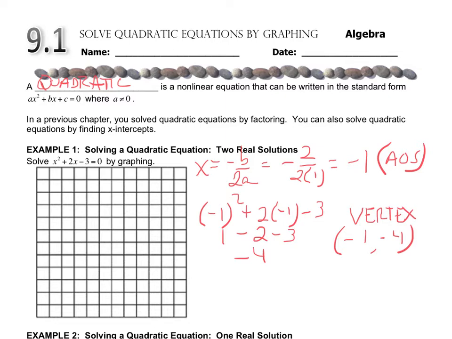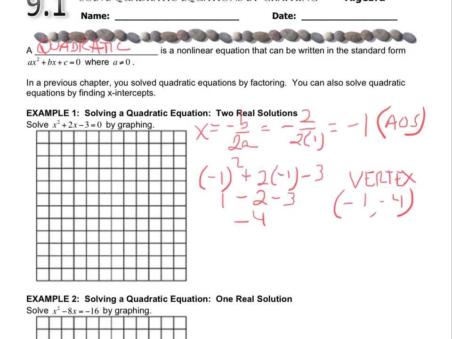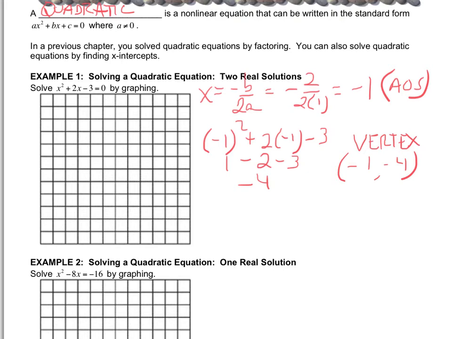Once we have that set up, we will make our table to help us find a few other points to make sure that we can see how this is working. Negative 1, negative 4 is going to be our vertex, or in this case, our minimum. So we definitely want to pick a few points on either side. So I might plug in negative 2. I might plug in the 0.